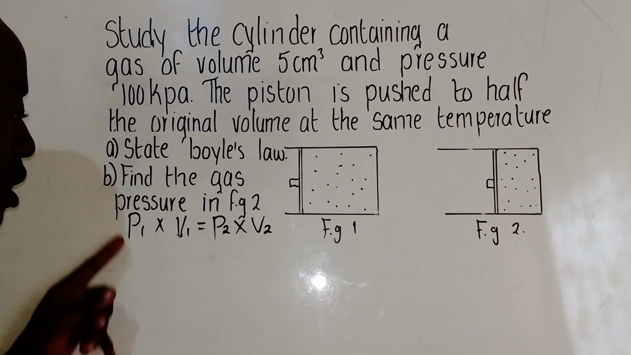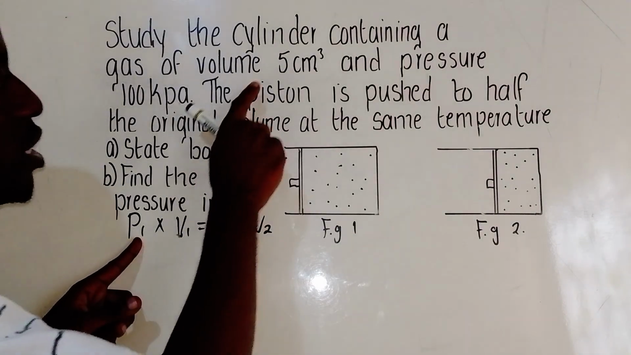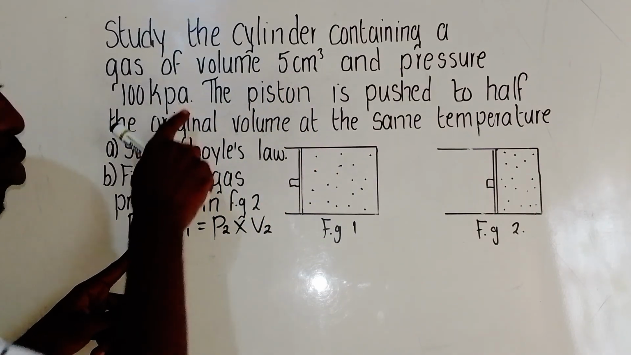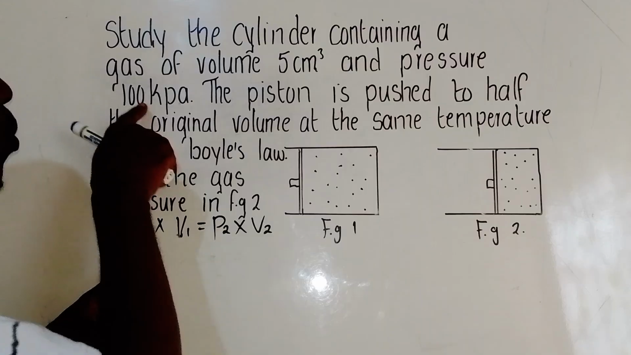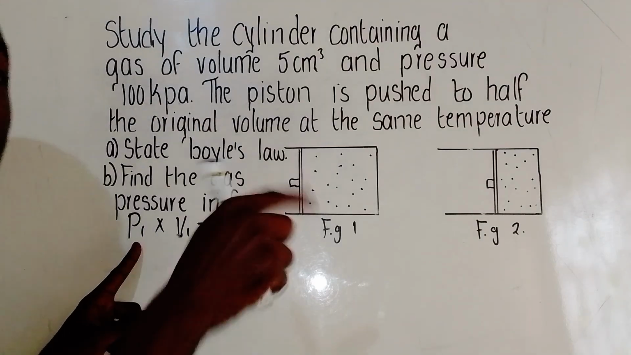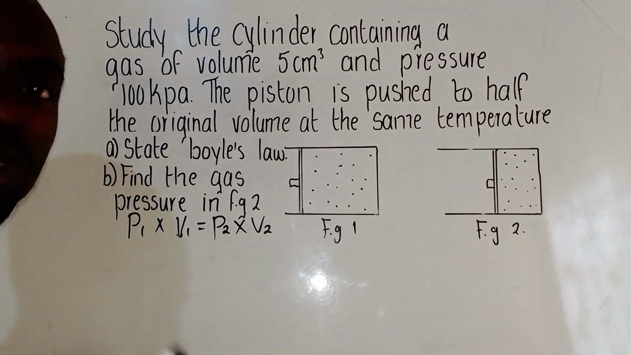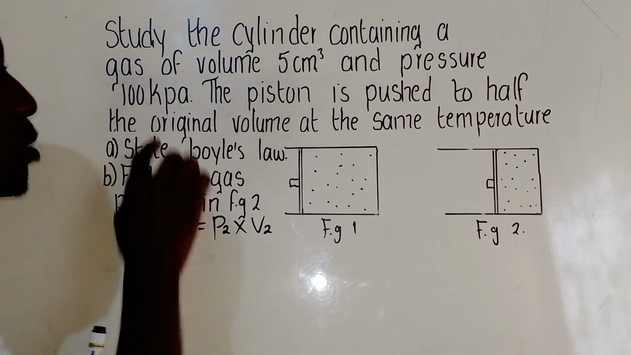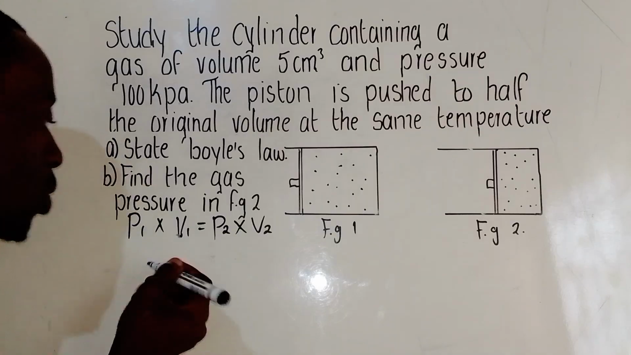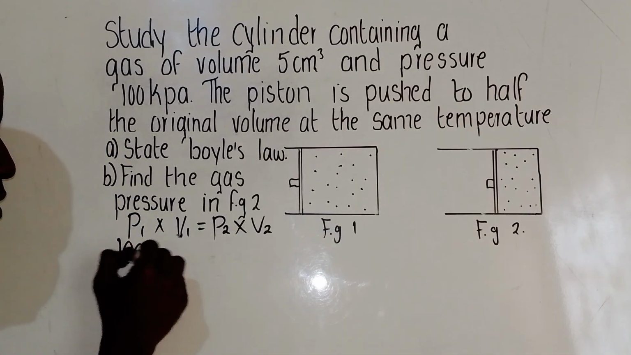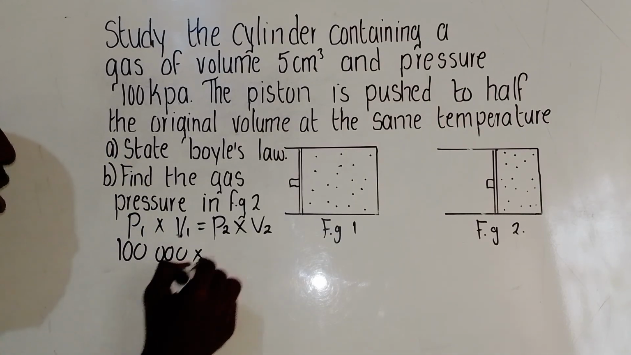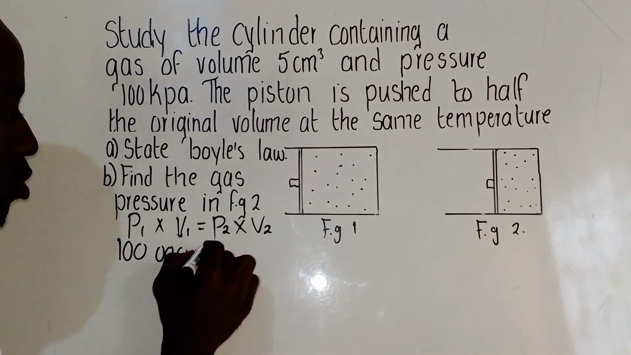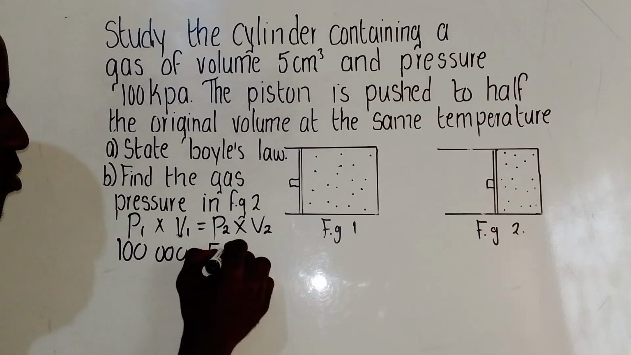Now P1 is the initial pressure, which is 100 kilopascal. You're supposed to change 100 kilopascal to pascal, because pascal is the SI unit. To change, you multiply this number by 1000, which gives me this. What was the initial volume? It was this one here, so you just say 5.